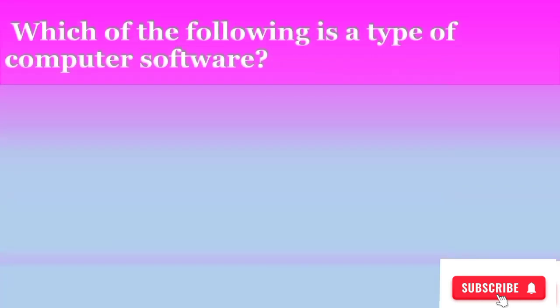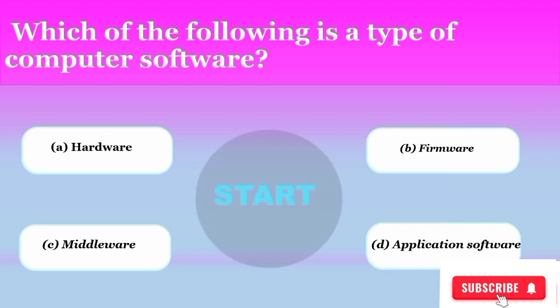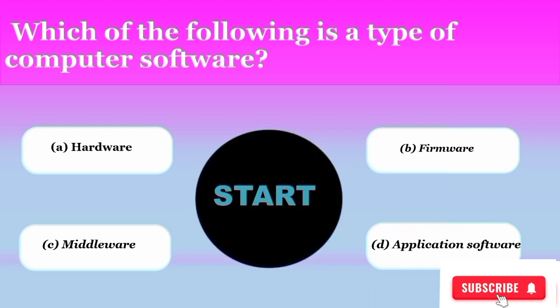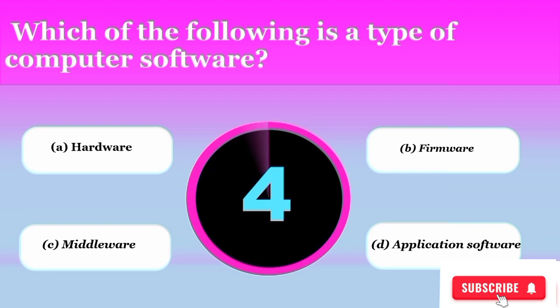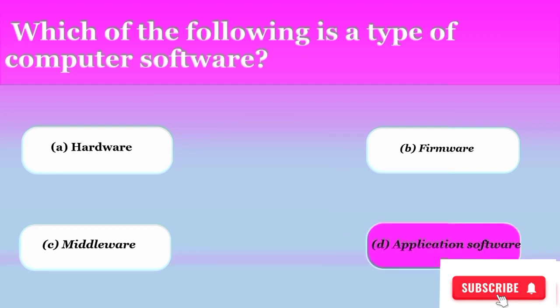Which of the following is a type of computer software? A. Hardware. B. Firmware. C. Middleware. D. Application software. The correct option is option D, application software.